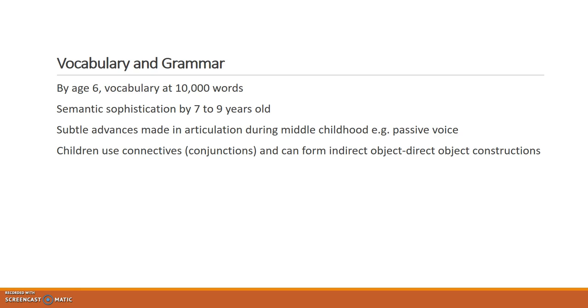A few years later, between 7 and 9, children start to realize words can have different meanings. What we mean here by semantic sophistication. They start to enjoy riddles, jokes, things that have puns, things like that. They start to be able to use the passive voice. Things like the truck was hit by a car, and not only understand it, but be able to form sentences and thoughts in passive voice.